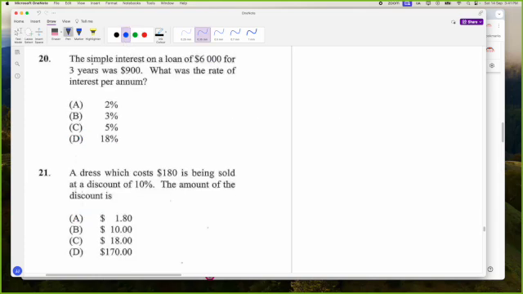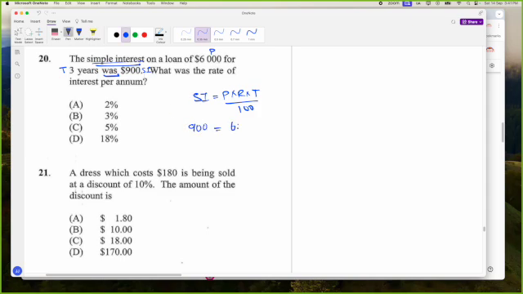The simple interest, well, I only know one thing about simple interest: principal times rate times time over 100. On a loan of, that is the principal, for, that is the time, was the simple... you see they changed their language a little bit. The simple interest was this time, but this is simple interest. They want to know what was the rate. So the simple interest was $900.